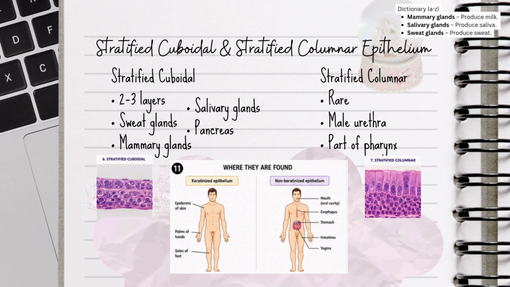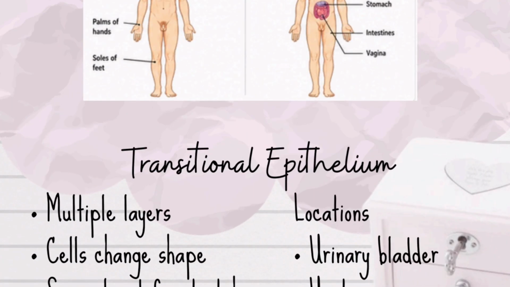The second is stratified columnar epithelium. This tissue is relatively rare and is found in portions of the male urethra and pharynx. Like stratified cuboidal epithelium, it also contributes to protection and secretion. Even though these tissues aren't as widespread as stratified squamous epithelium, they demonstrate how epithelial tissues are adapted to the specific needs of different organs.